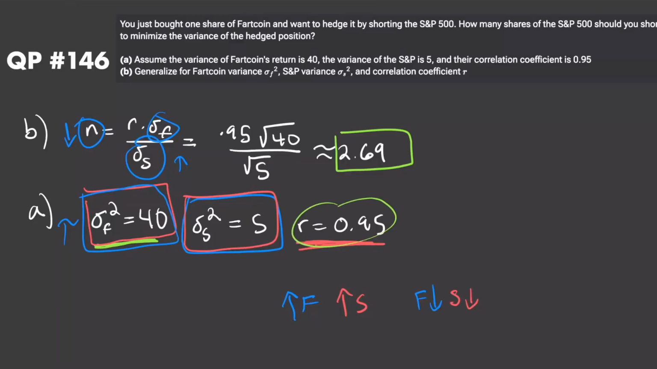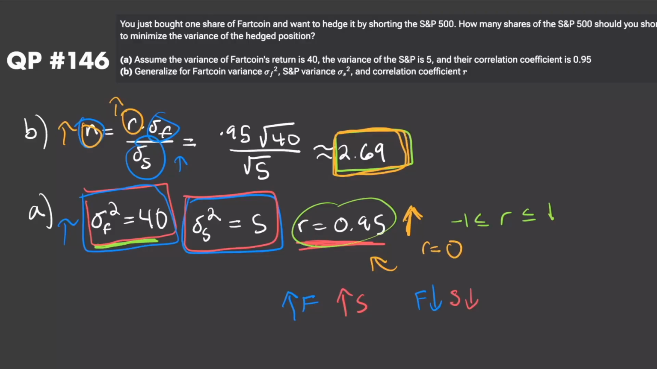Now, finally, we know R can take any value between -1 and 1, where 1 is basically perfect correlation and -1 is perfect anti-correlation. As R increases, as we get more and more tightly correlated between Fartcoin and the S&P, we're going to want to short more and more of the S&P. That is because A, the formula tells us so right here, as R increases, so will n, and it also makes sense intuitively because if these two stocks are more and more highly correlated, so they track each other more and more, the hedge is going to become more and more effective. And as R gets smaller, we're not going to be able to hedge as effectively, right?